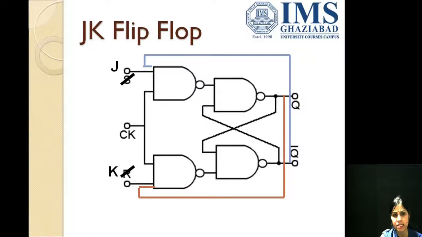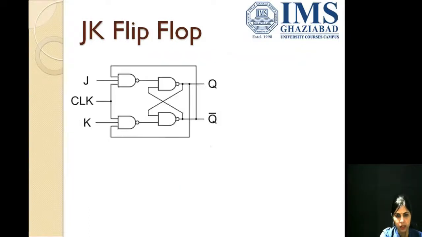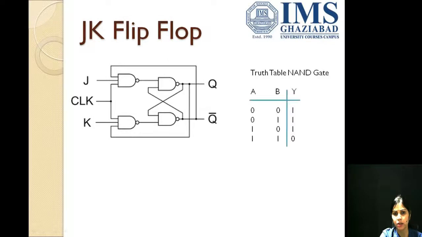Now let us see its working. In JK flip-flop, we are considering NAND gates, and we have made a truth table for NAND gate as well, so as to easily interpret how a JK flip-flop works. This NAND gate we have already discussed that when both the inputs are 1, the output is 0, otherwise the output is 1 in all other cases.